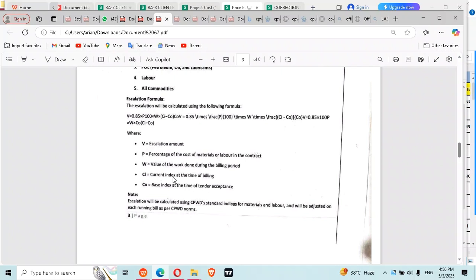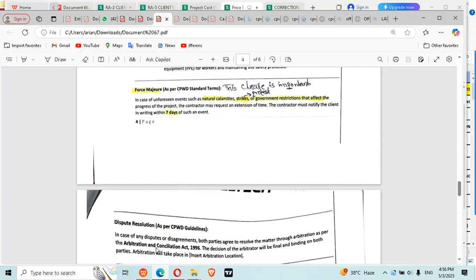C1 means the cost of an item in the current month, and C0 is the cost of an item at the time of agreement, when the agreement was done between the company and the client. At that time they wrote the prices of the items for that month, so that is C0. But right now, after 2 or 3 years of the project, the cost might have decreased or increased, so that price is C1. Understood?